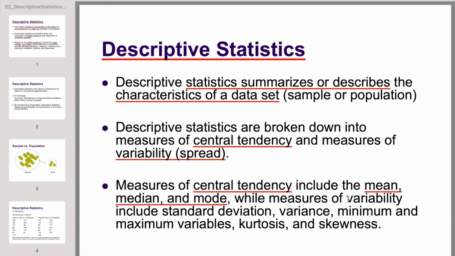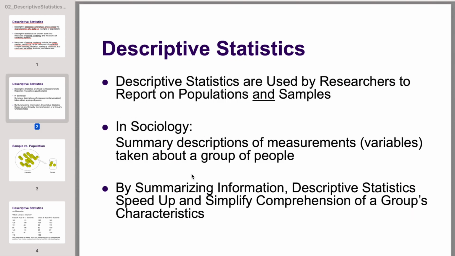The variability or variance would include measures such as standard deviation, variance, minimum and maximum values. So let's see some examples of these. Descriptive statistics is used by many researchers to describe data of what in statistics is called population or sample.